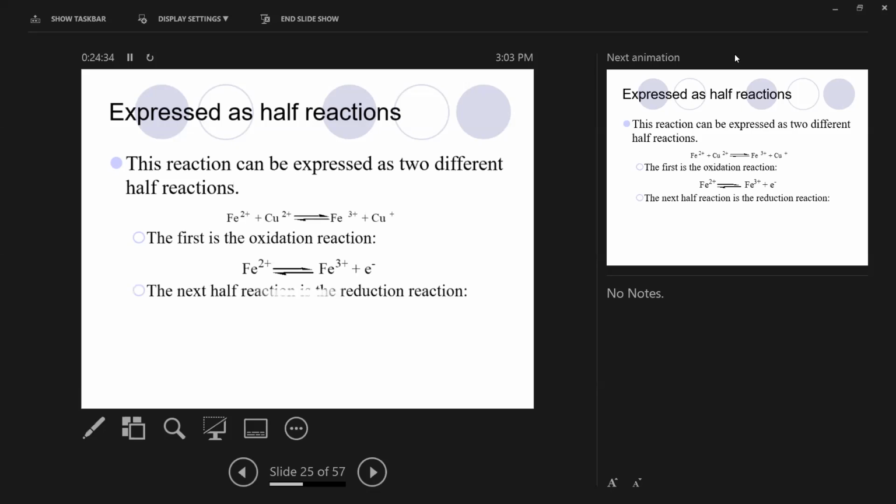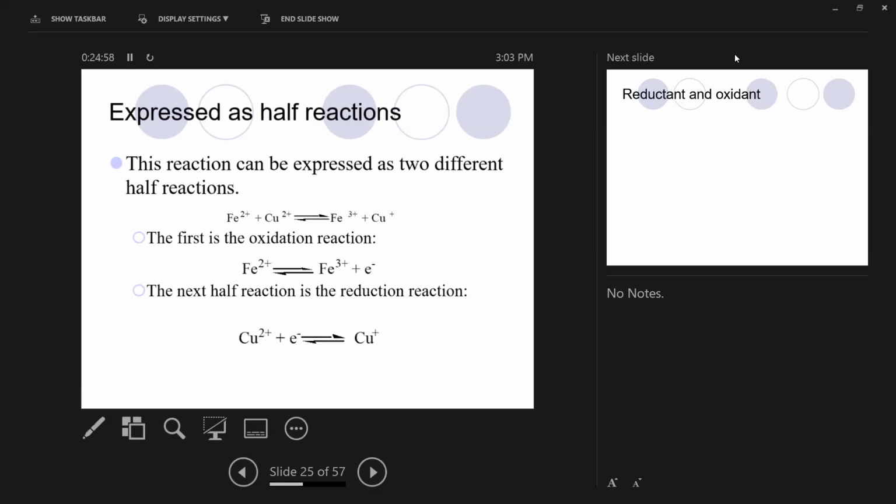Now, let's do the reduction half reaction. Go ahead and write that out. Now the electron is going to be over here. Get it? Look like that? Now, if you add these two reactions, what happens to the electrons? They cancel. If you add these two together, do you get this reaction? I hope so. If they do, you probably did it right.